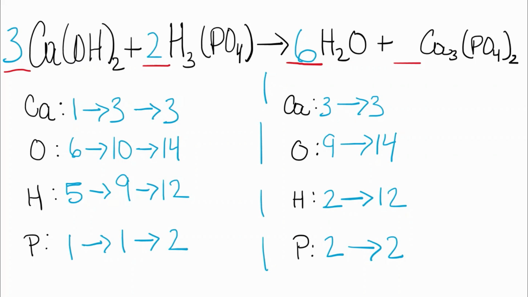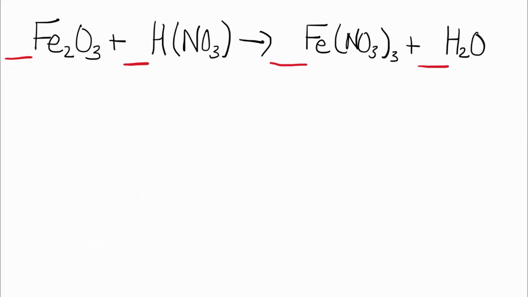So let's do one more example. So in this case, we're going to be reacting iron oxide with nitric acid to form iron nitrate and water. So let's set it up the same way we did before. So this divides the 2 sides of the reaction, the reactants and the products. And here we have iron, we have oxygen, we have hydrogen, and we have nitrogen.